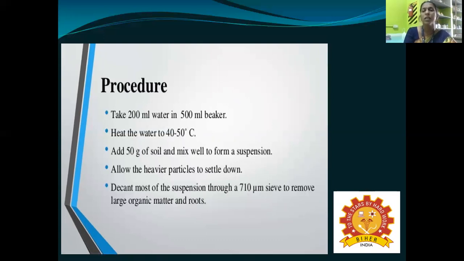And the procedure: 200 ml of water is taken in a 500 ml beaker. Heat the water to 40 to 50 degrees. Add 50 gram of soil. Mix it well and make the suspension. Because any other pathogen should not be present in the soil, you sterilize it. After sterilizing, allow it to settle. The particles settle down, and decant most of the suspension through the 710 micron sieve to remove the larger organic matter and roots.